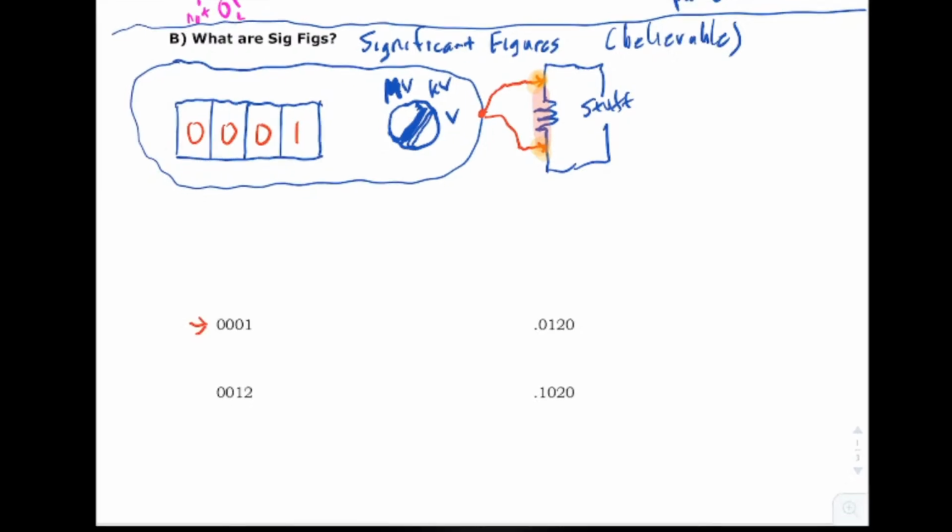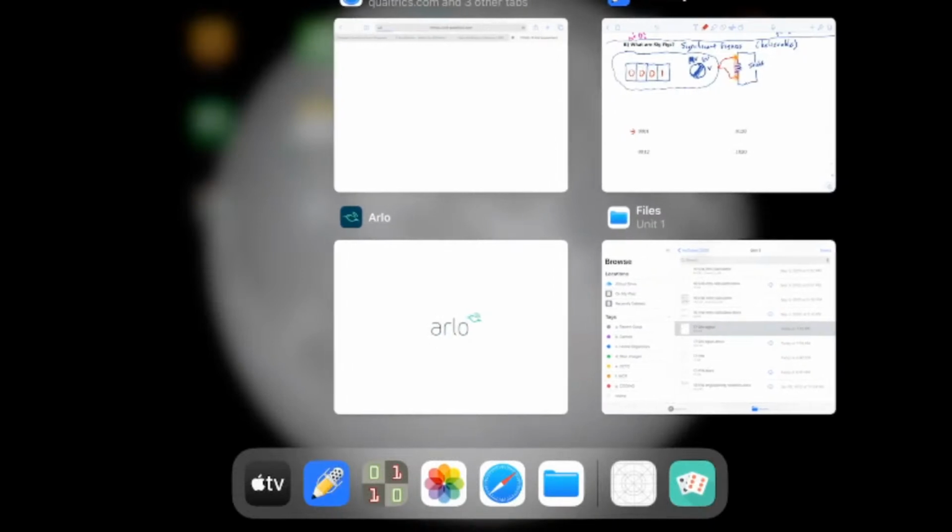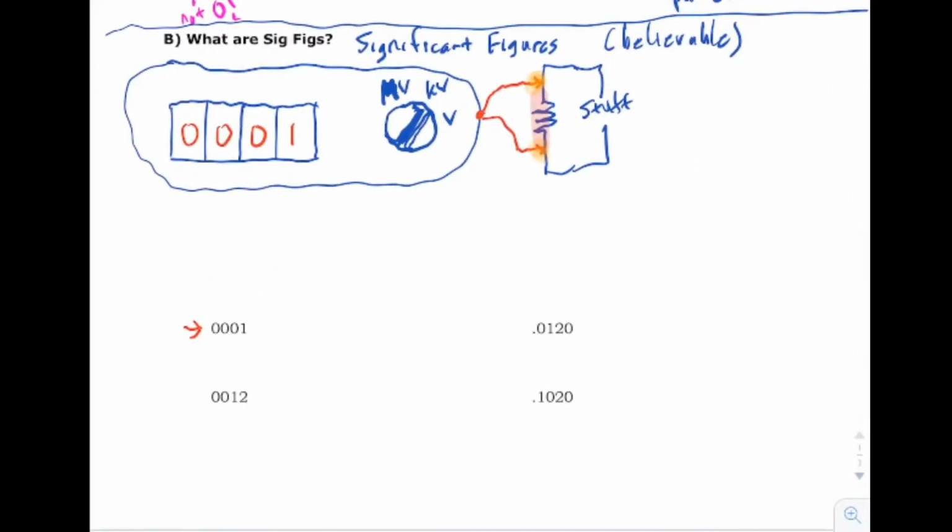Wait, what are you doing to me? What are you doing to me? Go. Hey, you. Okay. It says it's a touch screen, but sometimes you have to really touch.